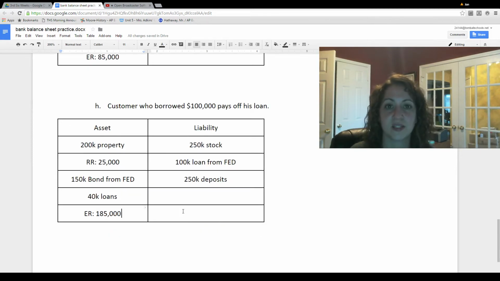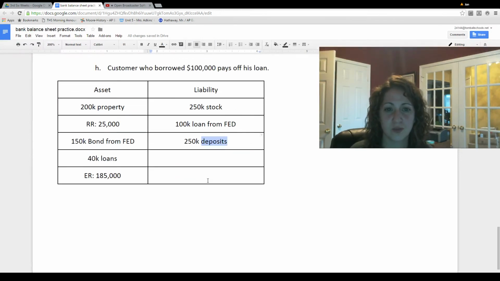Assets, remember, is money that the bank has and could call back at any time, whether it's property that they sell, a bond from the Fed that they're going to get that money back plus interest, loans that they gave out to customers, or any just extra rainy day money. Liability is any money that they owe people, whether it's money that they owe their stockholders, money that they borrowed from the Fed, or the customers that deposited their money there.